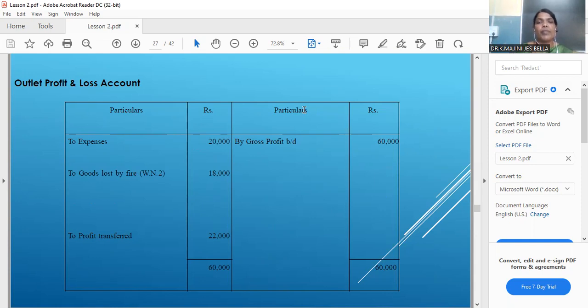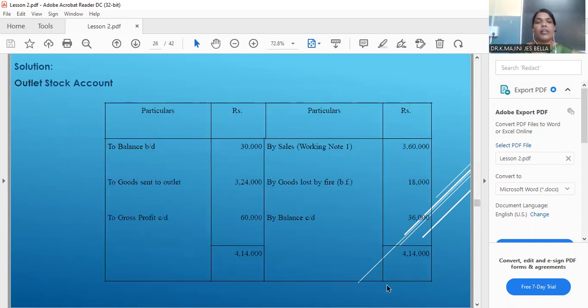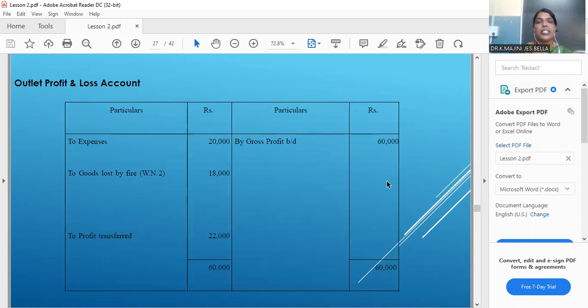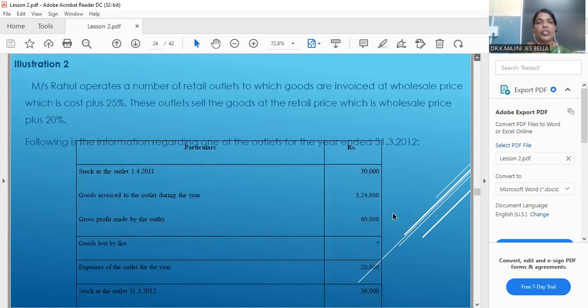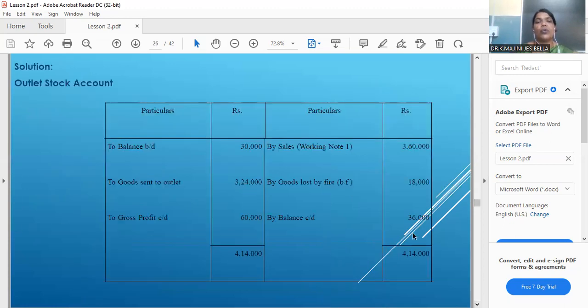You know gross profit, right? How much is the gross profit? 60,000. Okay, so you can write by gross profit BD 60,000. Then the expenses which was given in the question, right? 20,000 are the expenses of the outlet for the year. You can write here 20,000.